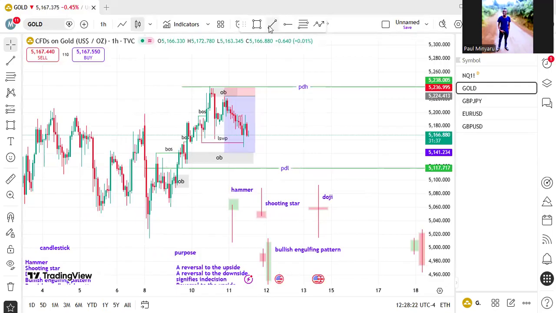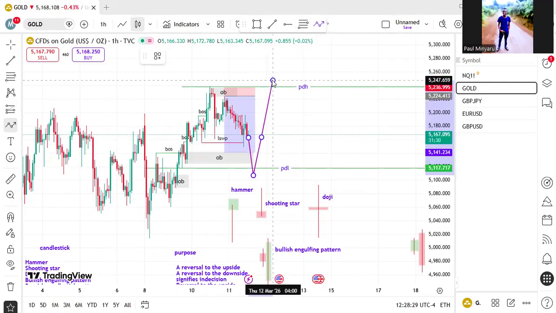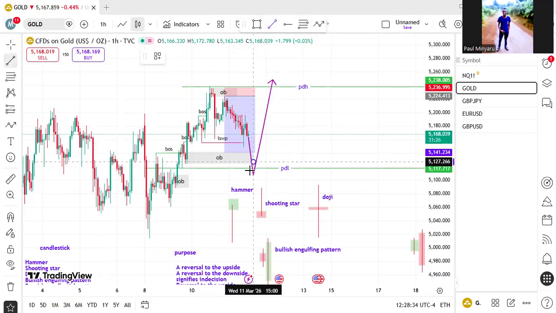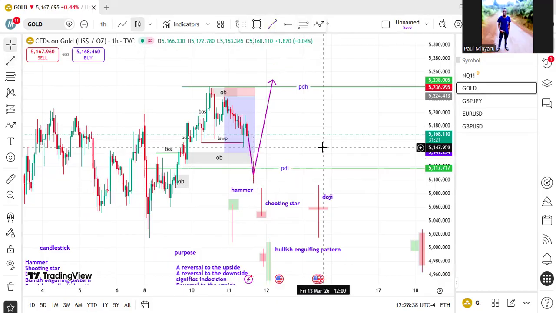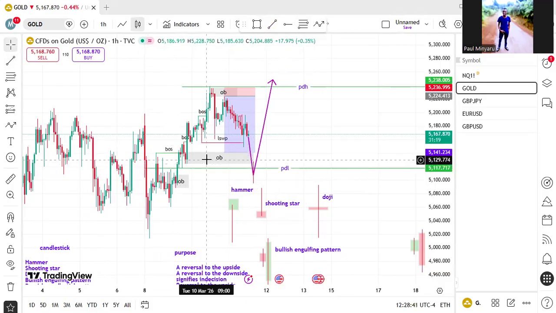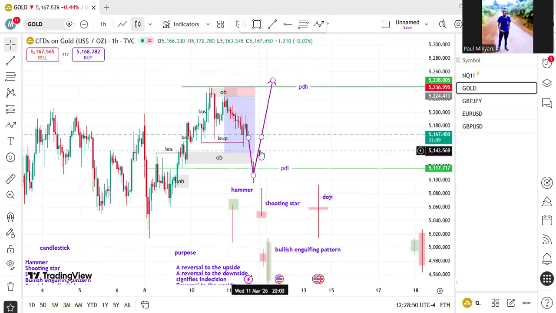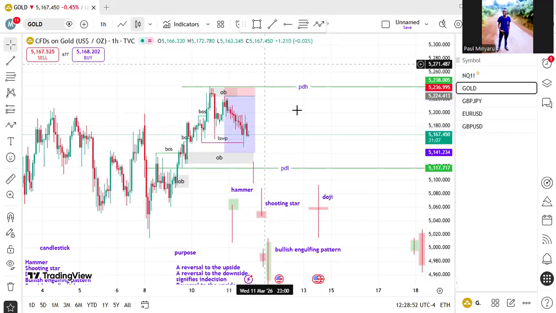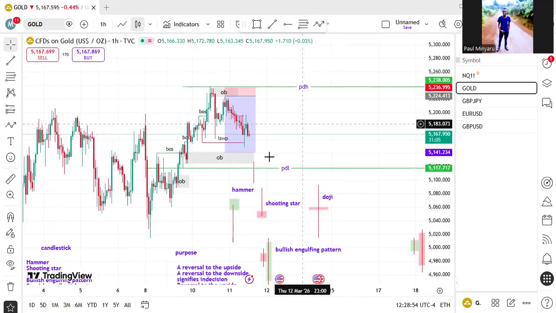So what do I expect? Price might come, liquidate, then leave something we call a wick. For those who are in my classes, they know what a wick means in a candlestick. That will signify a liquidity sweep, sweeping this previous day low and the candle closing above this order block, signifying it was a liquidity sweep on the previous day low, and we are heading to the upside.